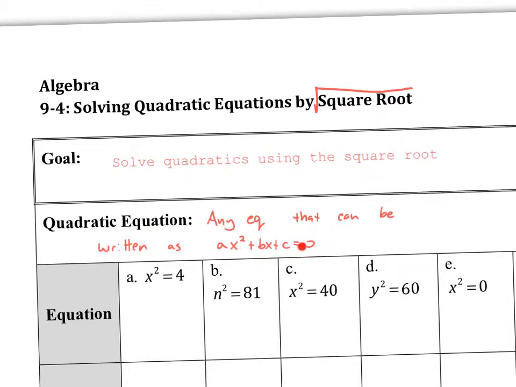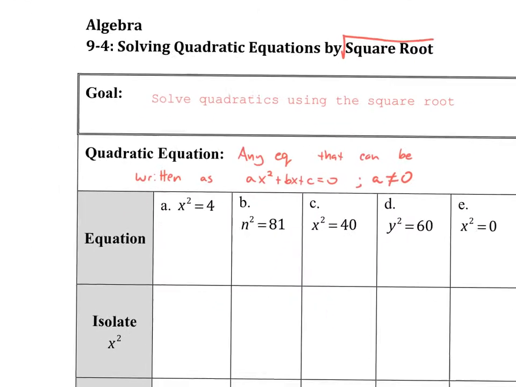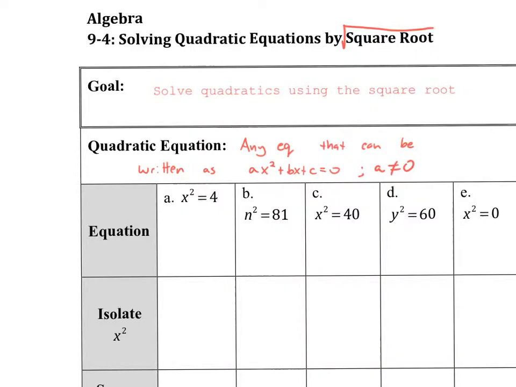ax squared plus bx plus c is equal to 0. Notice that the only restriction on this one is that a cannot be 0. If a is 0, it's no longer a quadratic. It's linear, probably.